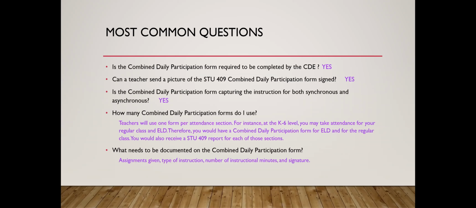What needs to be documented on the combined daily participation form? If you look at the form itself, there are arrows going exactly where you need to pay attention to and what you need to fill in, along with the entire area at the top of the document. But in general, the assignments that you give, the type of instruction, the number of instructional minutes, and the signature need to be included when you submit this form.